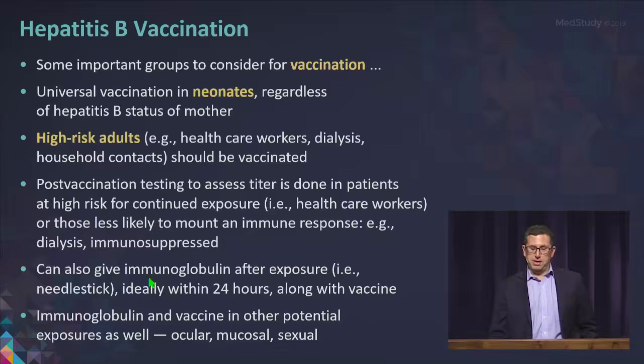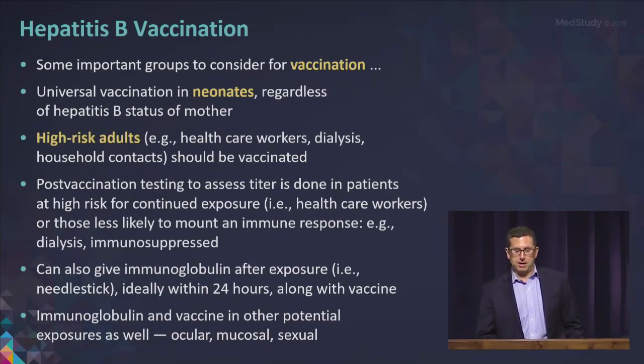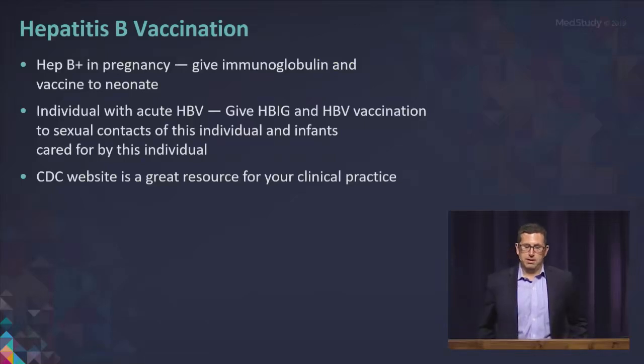Similar to Hep A, you could give immunoglobulin after exposure, for example, a needle stick. Usually you want to do that within 24 hours, and you want to give the vaccine at the same time. And then the immunoglobulin and vaccine could be used in other potential exposures as well, such as ocular, like a blood splash or mucosal splash, or even sexual contact.